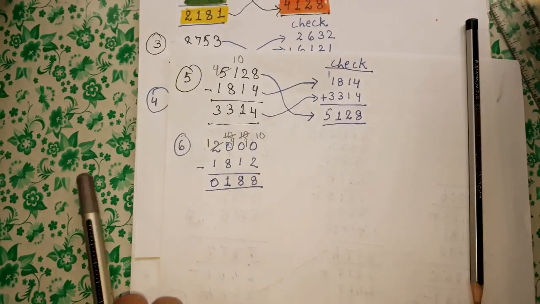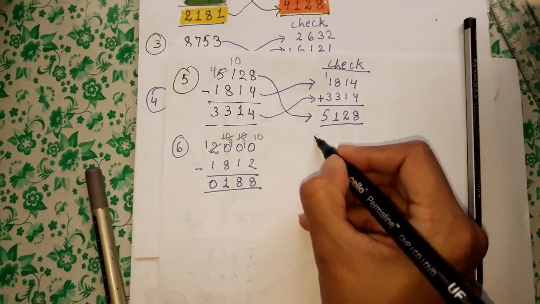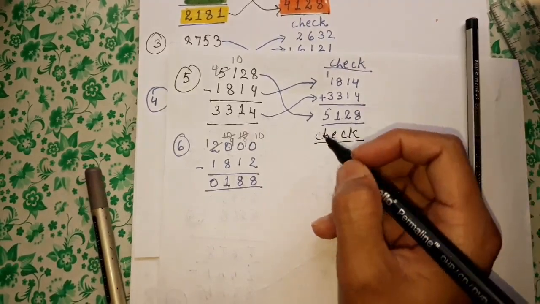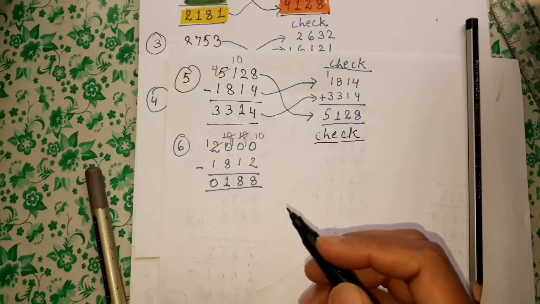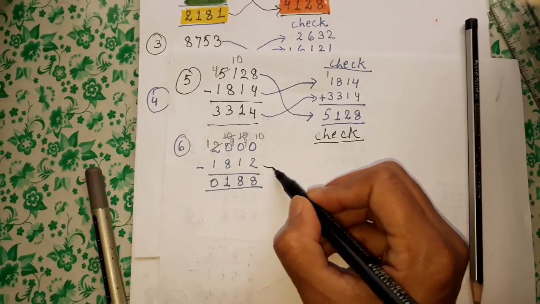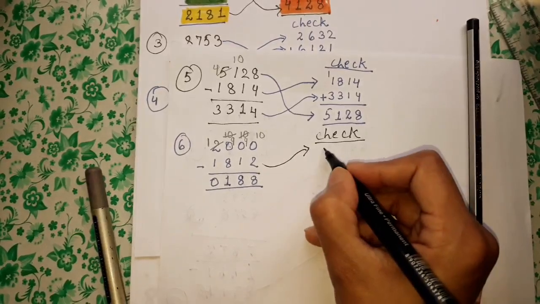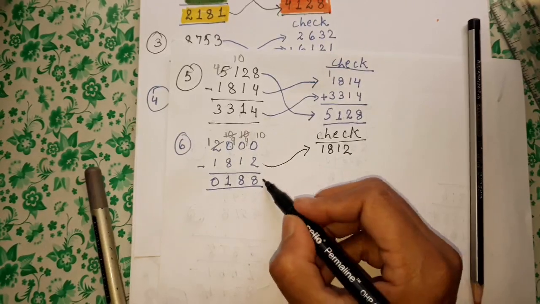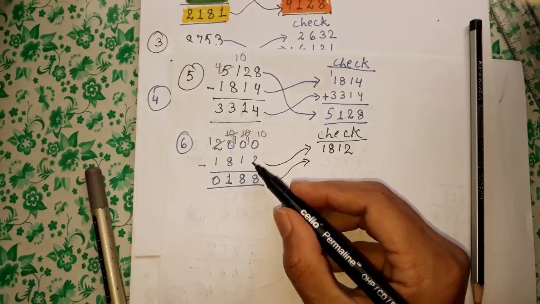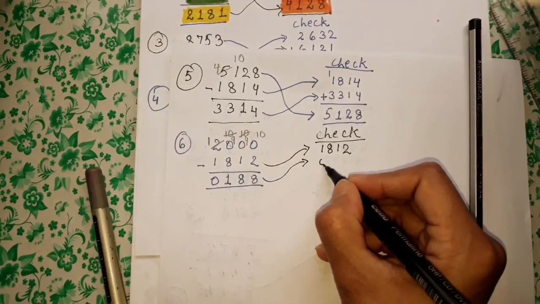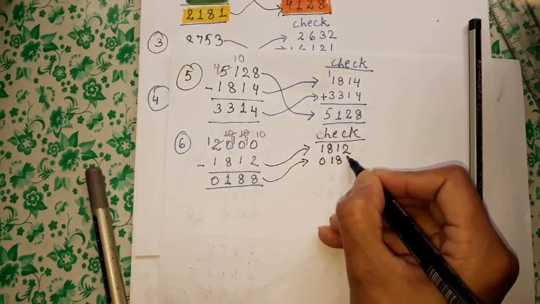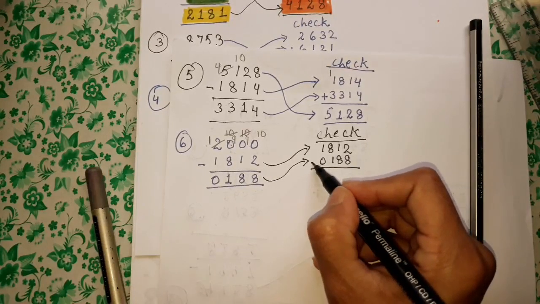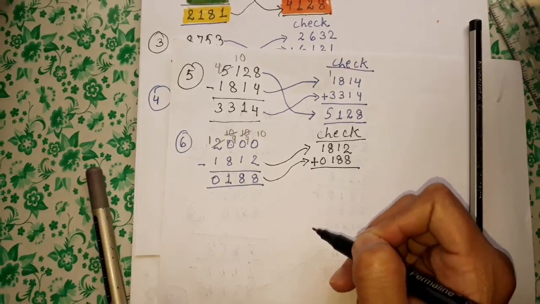Now let's check our answer. For checking our answer, what we have to do? We have to do addition. For doing addition, which numbers we have to write here? First subtrahend, which is 1812, and the second one difference. The difference between these two numbers is 188. Be careful while writing numbers. Then give a symbol of addition here.